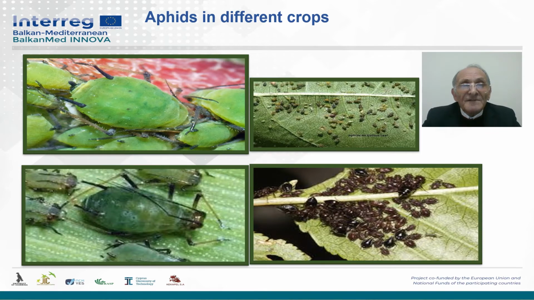Here we have different species of the aphids in different crops. Many crops have many species of the aphids. Aphids are important for another reason too. The majority of the species of the aphids are vectors for some virus diseases and bacterial diseases. In this sense, they are very important for both direct damage and indirect damage to the plants.